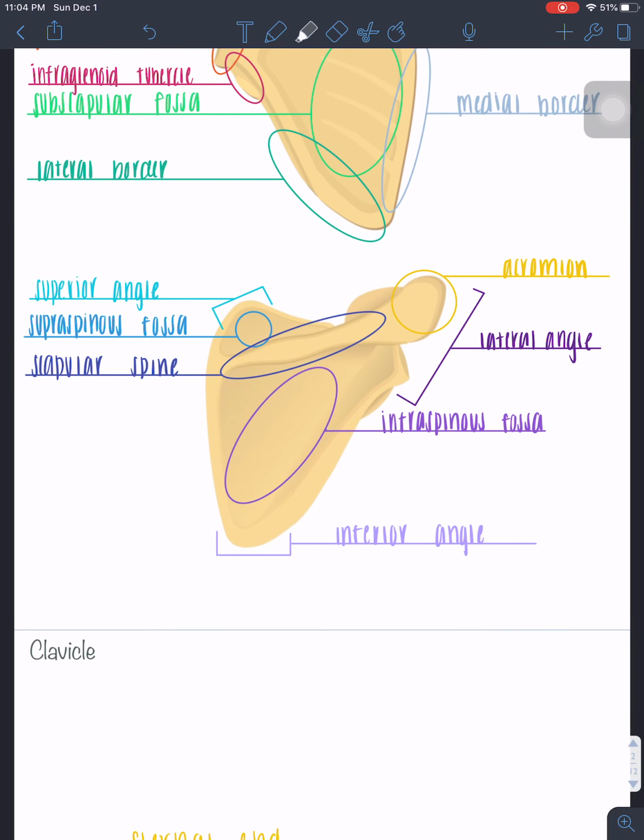Now on the other side, here we see the acromion once again. And besides borders, we get into angles. There's a superior angle right here, a lateral angle, and an inferior angle. Apart from these angles, there is the supraspinous fossa and the infraspinous fossa. And once again, these are easier to remember if you remember that there is a scapular spine, supra above, infra below.